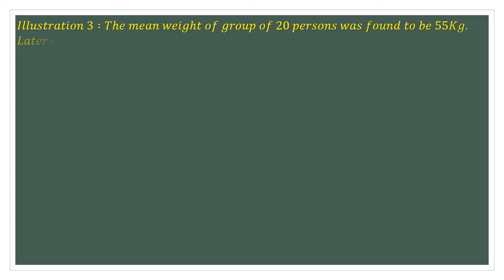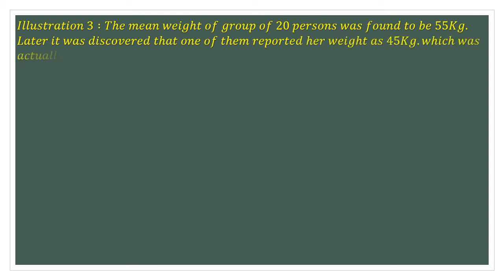Next, I am going to start with illustration 3. The mean weight of a group of 20 persons was found to be 55 kg. So the question is directly given. Later it was discovered that one of them reported her weight as 45 kg, which was actually 54 kg. That means one of the observations in the question itself was wrong. The wrong observation was 45 kg. Actually, the correct observation is 54 kg.